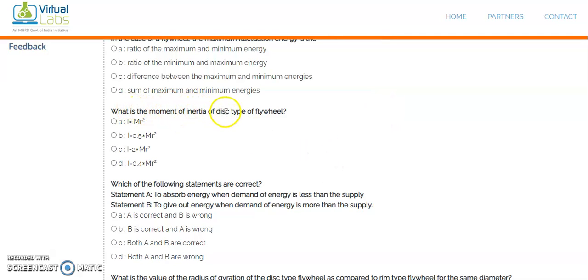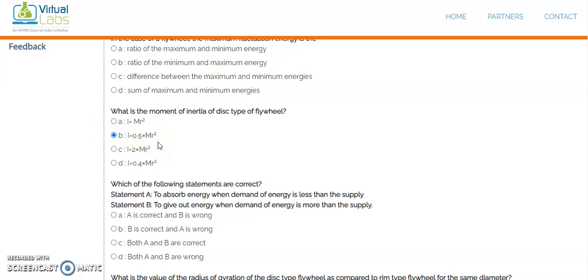What is the moment of inertia of a disk type flywheel? For this type of flywheel, we know moment of inertia I is equal to mr square. This is all usual. But when it comes to the disk type, the mass moment gets reduced to 0.5 times due to the loss of the structure. Therefore, I is equal to 0.5 mr square is actually the formula.